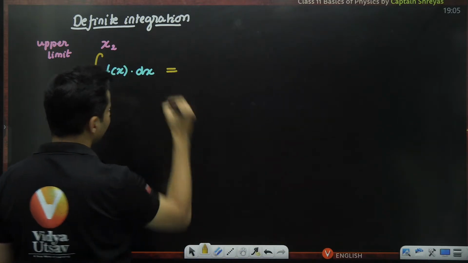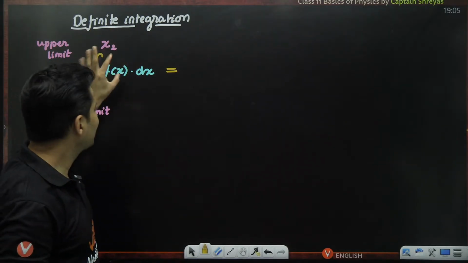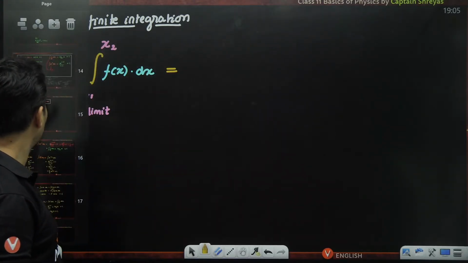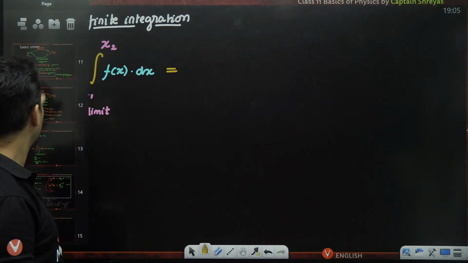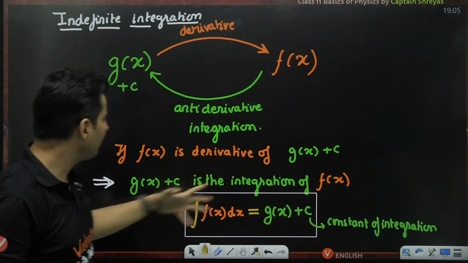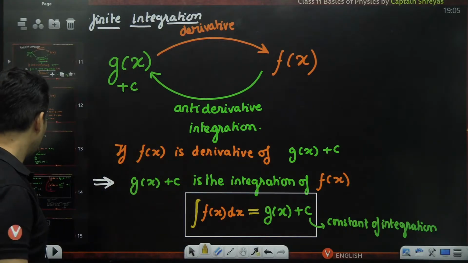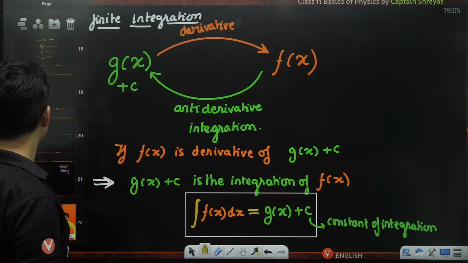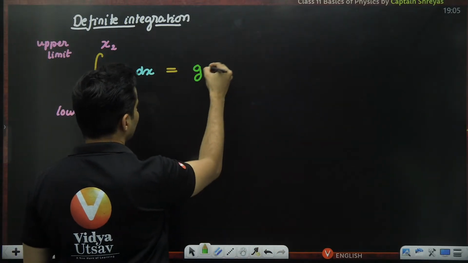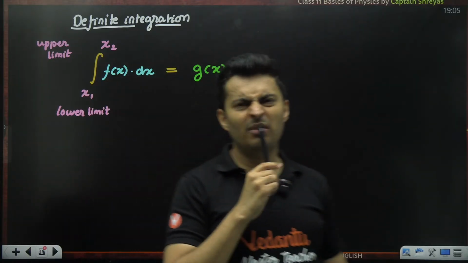See what happens over here. Forget the lower and the upper limit for now. Just remember what was integration of f of x in general. When I told you integration of f of x, I said f of x was the derivative of some other function. So the integration of f of x is g of x plus some constant. But that is indefinite, no, sir.